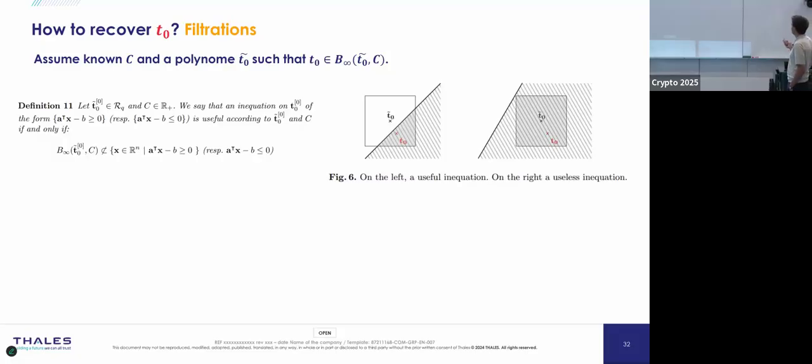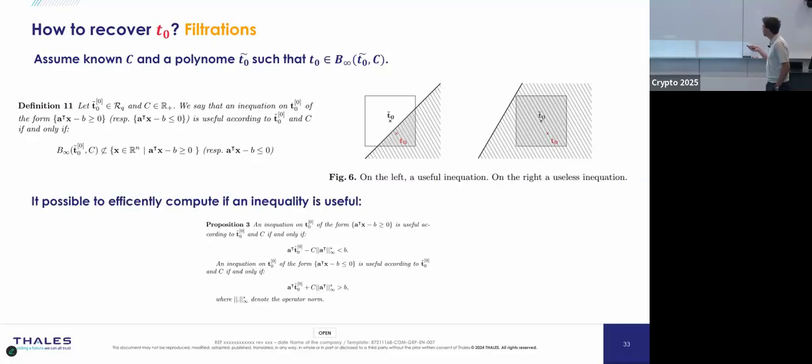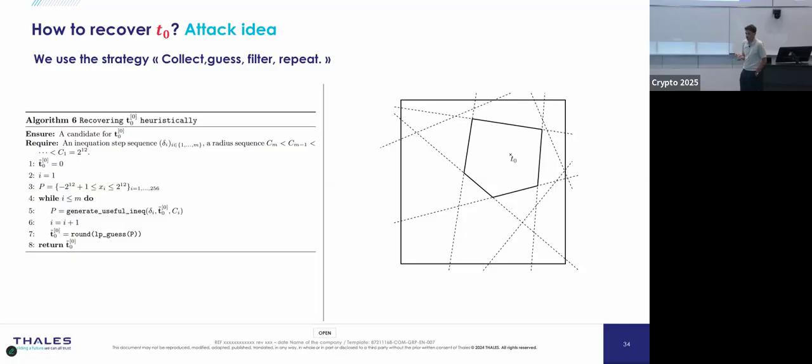And here this is a perfectly useless inequation. I won't detail the proof of this proposition, but in the paper we show that it is possible to efficiently compute if an inequation we receive is useful according to any T0 tilde or any radius C. Once we have made this custom definition and proved that it is possible to efficiently compute if an inequation is useful or not, this gives us a direct strategy to recover T0.